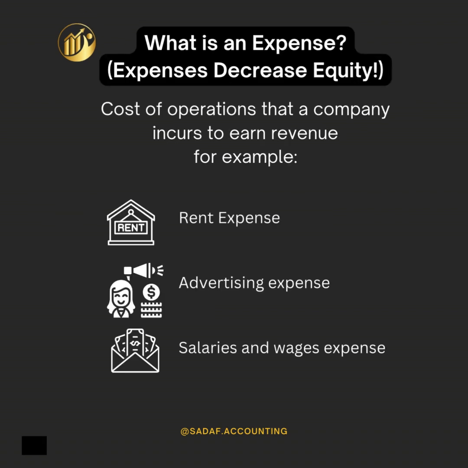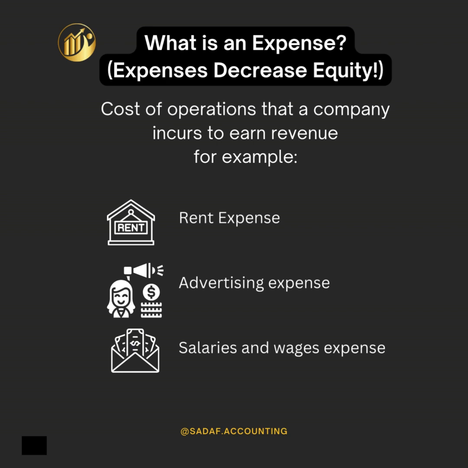The last account is expenses. Expenses are the vice versa of revenue. Revenue increases equity, but expenses decrease equity. An expense is a cost for the operation of the company. For example, rent expenses, advertising expenses, salaries and wages expenses. These are common expenses in all companies, but depending on the industry and the company, expenses are different. We have a variety of expenses.